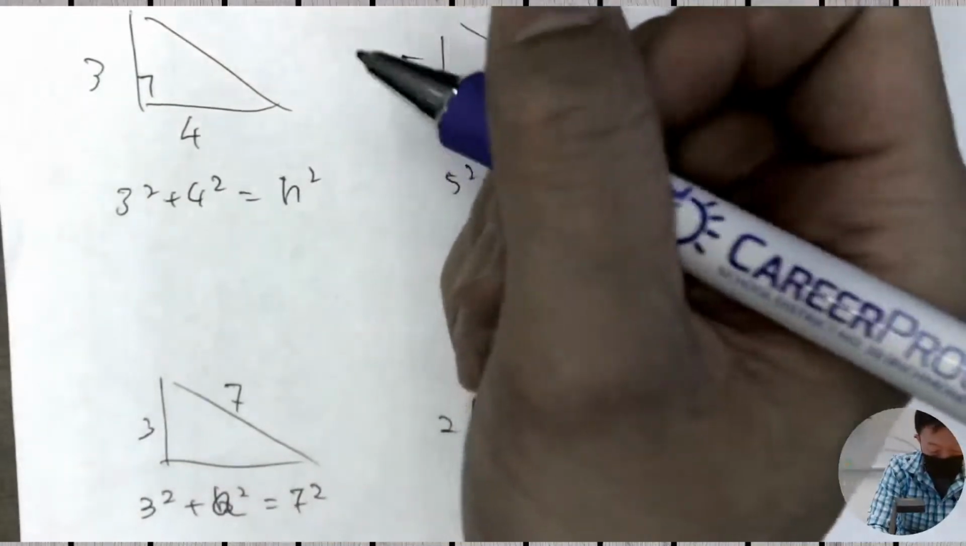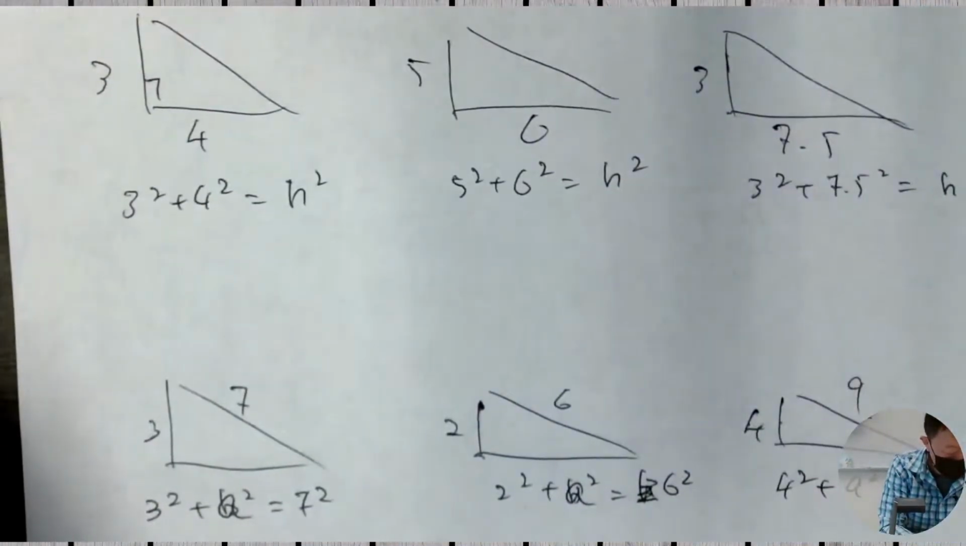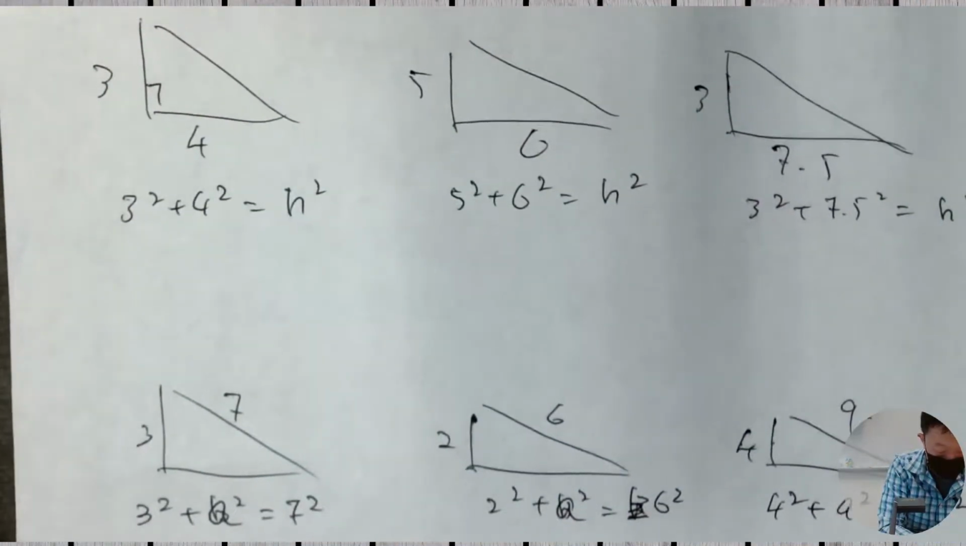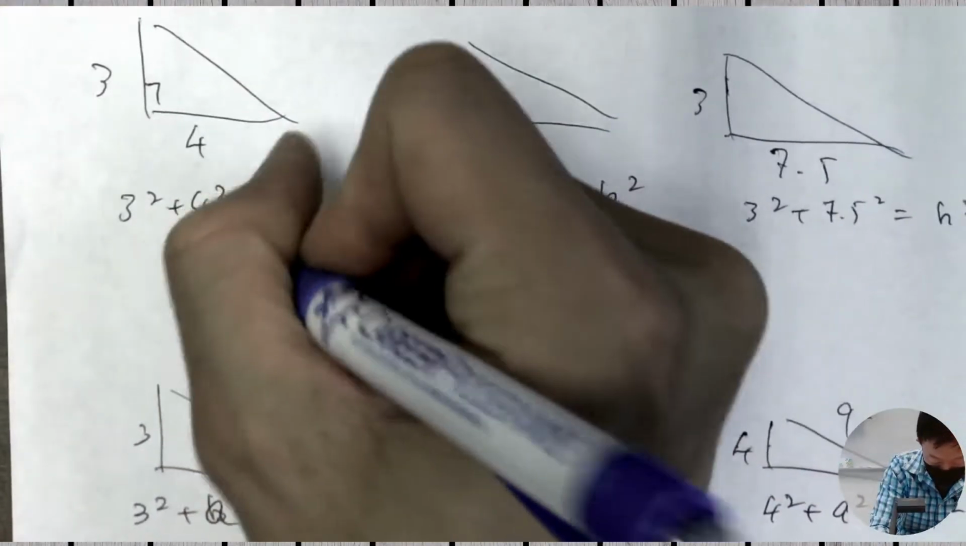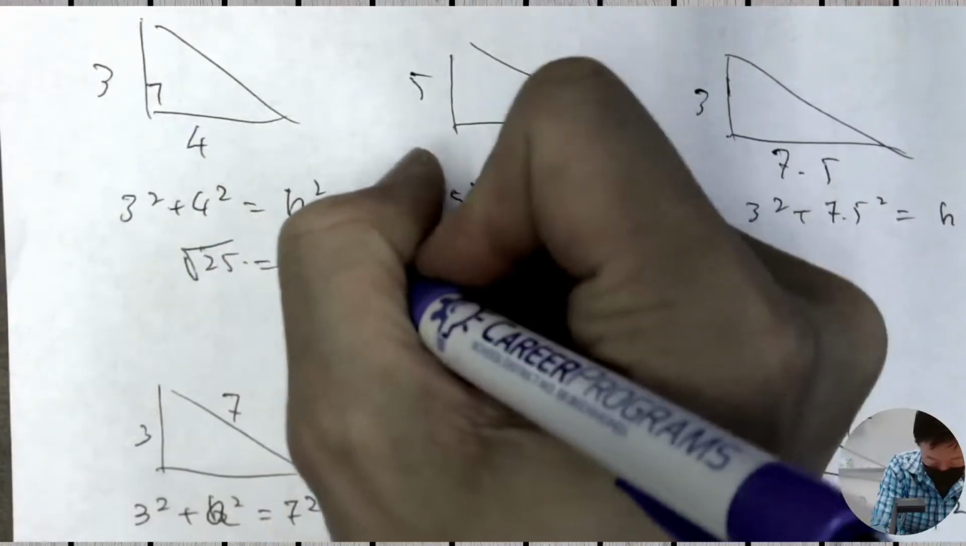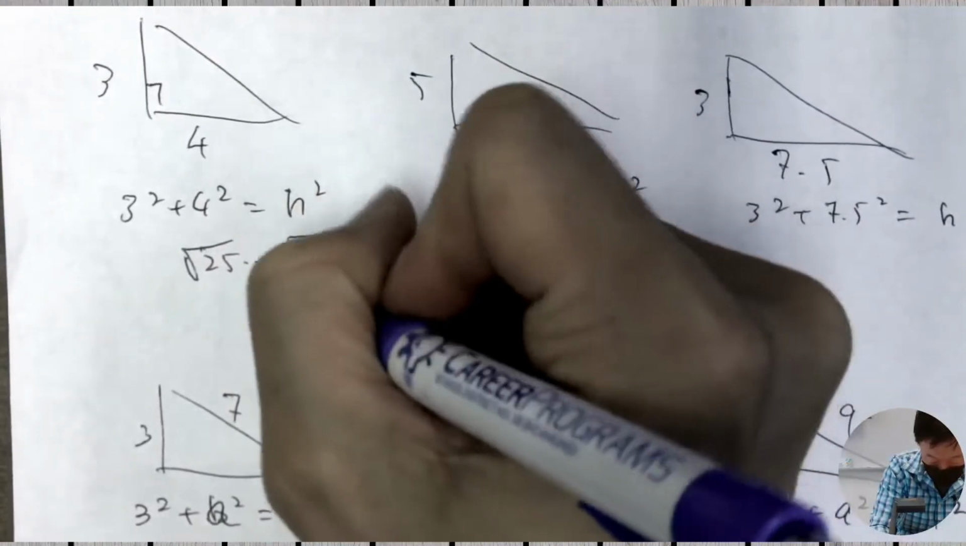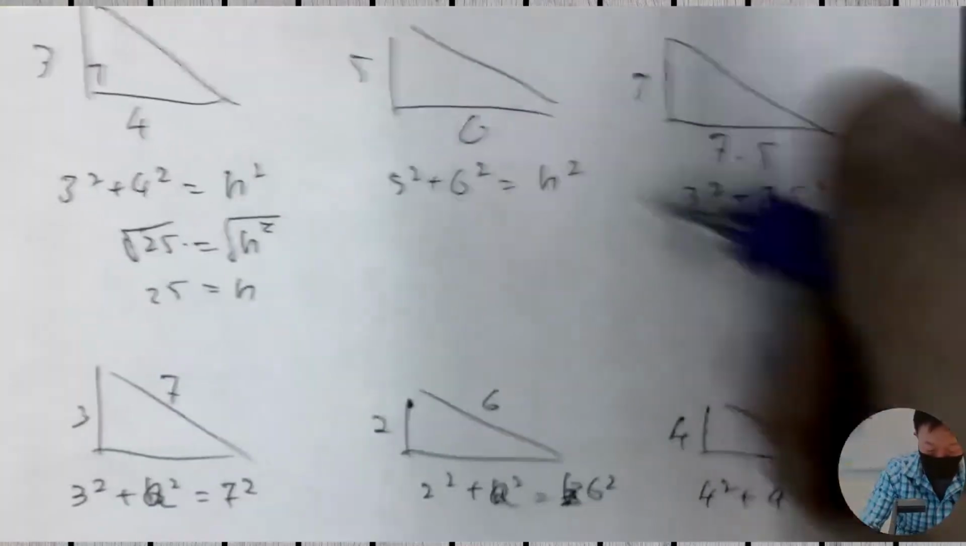So here I would just go with the calculator and go 3 squared, that is 9, plus 4 squared, it's 16, 25, and then you square root your 25. Square root of 25, you get 5, so h should be 5 here. Square root 25, square root h squared, h is 25, okay?